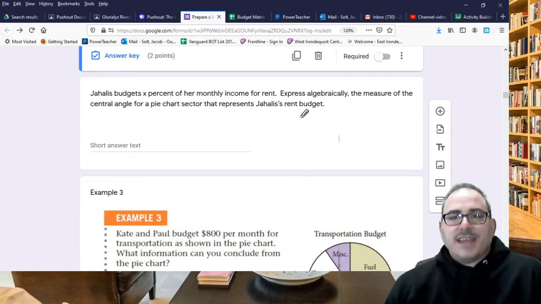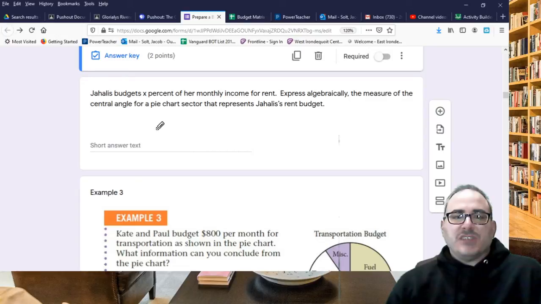Let's think about this. We have x. X represents a number. We don't know what it is, but it's a percentage. X percent. How did we figure this out? How did we do this last problem, basically? Well, what we did was we took x percent. We divided by what? We divided by 100, just like we took 50 divided by 100 or 40 divided by 100. And then what did we do? We multiplied that by 360. So this is what it is expressed algebraically.